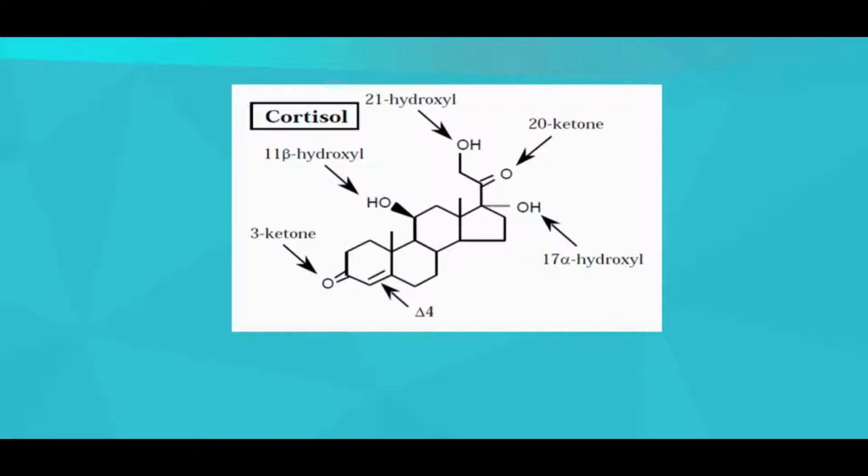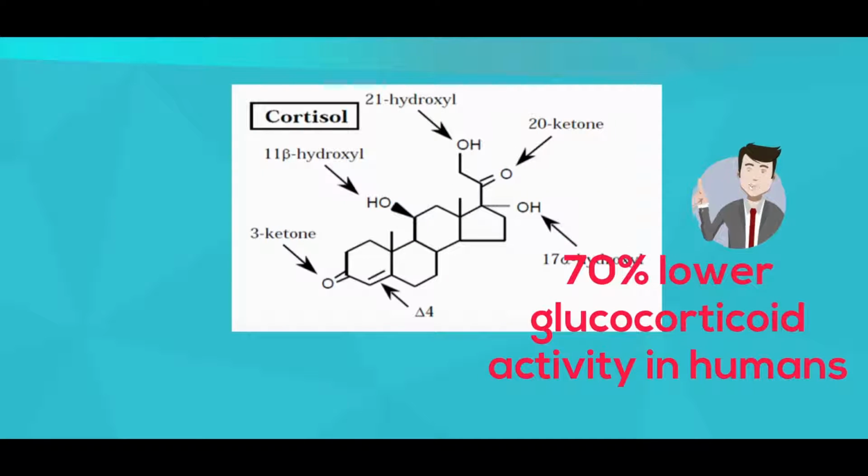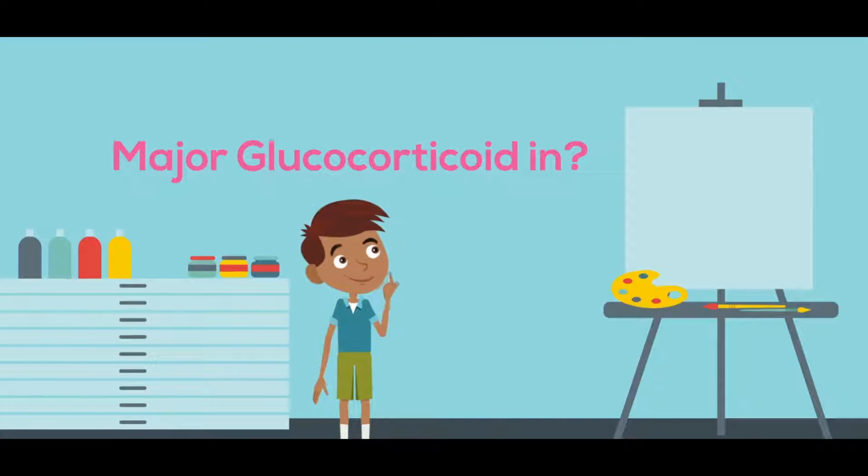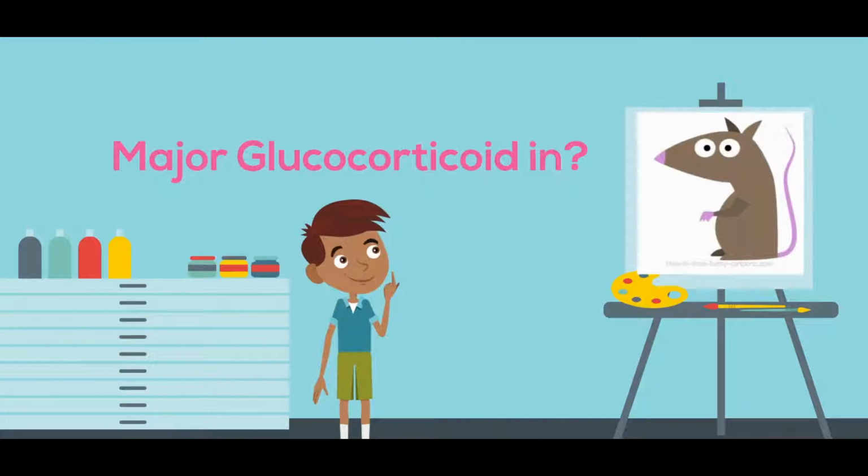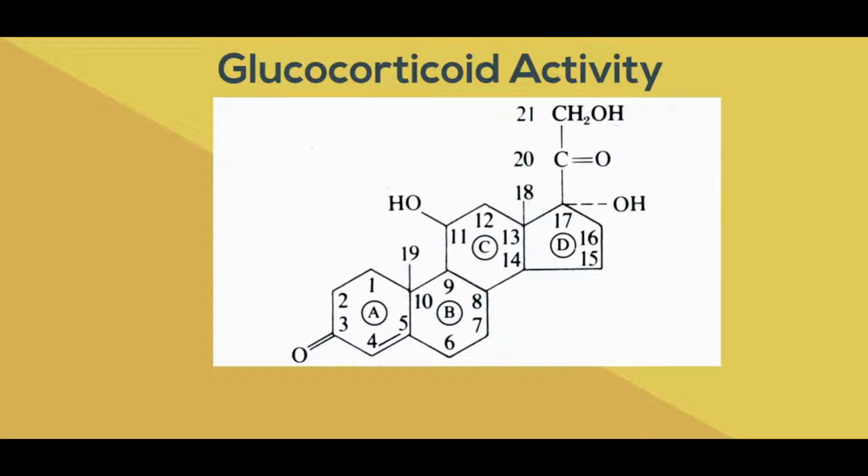Cortisol is a 21-carbon steroid. Conversion of the 11-beta-hydroxyl to a ketone yields cortisone, an inactive metabolite of cortisol. Corticosterone, a steroid that lacks the 17-alpha-hydroxyl, has 70% lower glucocorticoid activity in humans, although it is a major glucocorticoid in rats. Glucocorticoid activity requires the 11-beta-hydroxyl group and the alpha-hydroxyl group linked to carbon 17.